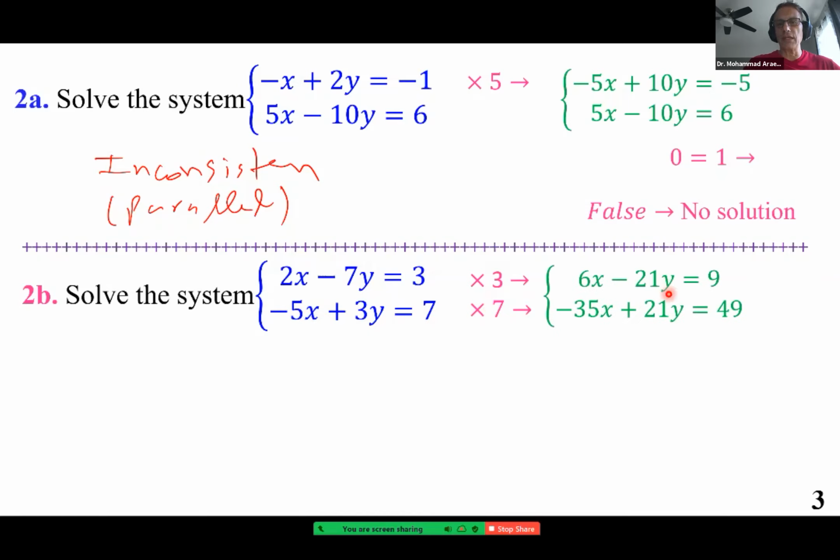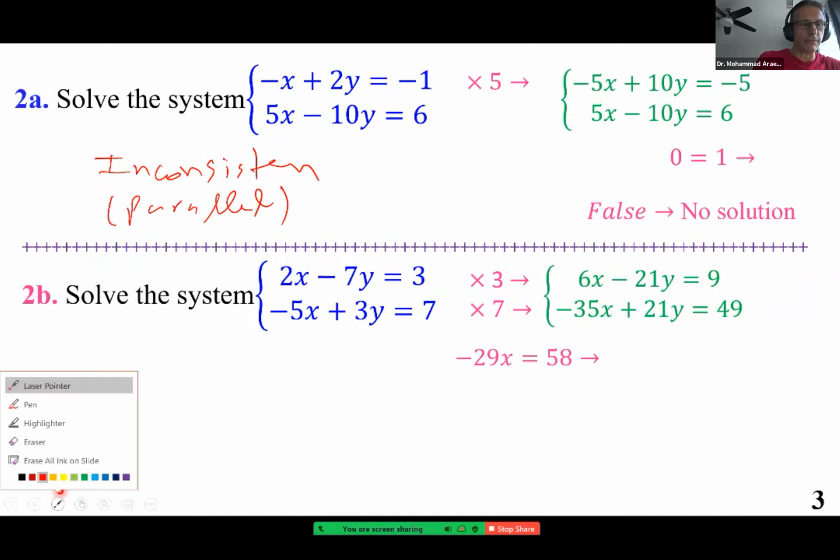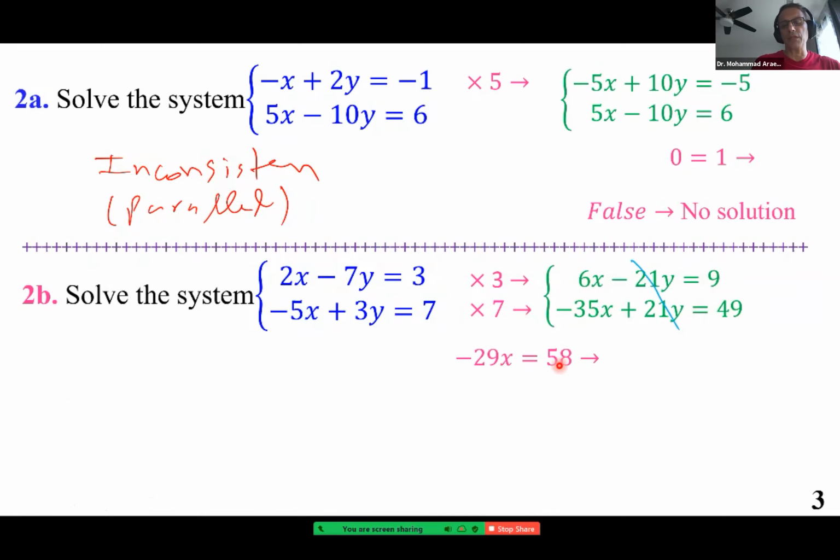Clearly, these two cancel each other. So we have 6x and negative 35x. They end up with negative 29x. 9 and 49 give us 58. My apologies, 58. We divide by negative 29. We end up with x equals negative 2.